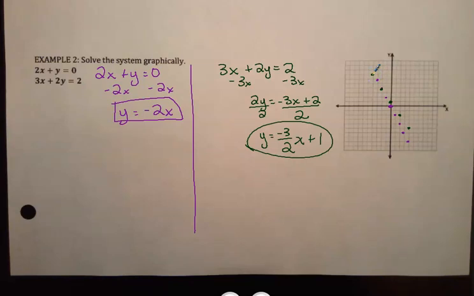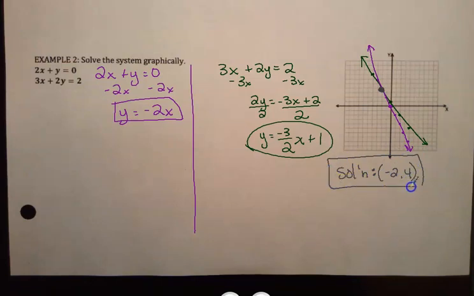If I connect these dots with my original line, that's why I said you might want to be a little more accurate and precise on some of your graphing here. My point of intersection was at negative 2, 4. Oh, this time I got a gray one. So my solution, I meant to get red again, is (negative 2, 4). It is that point of intersection where the two lines intersect.